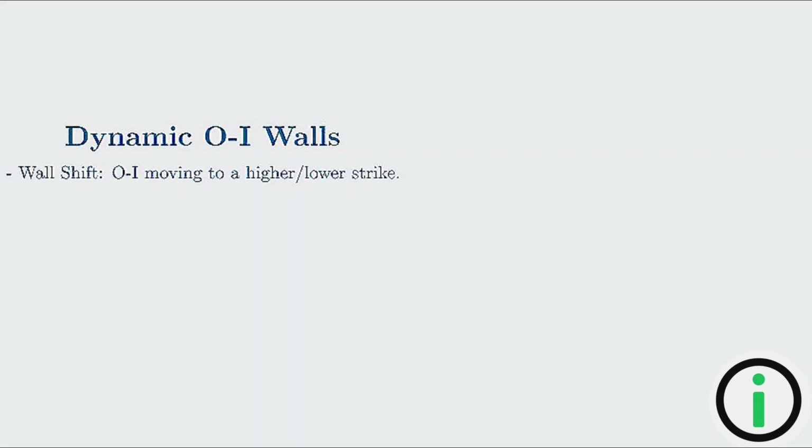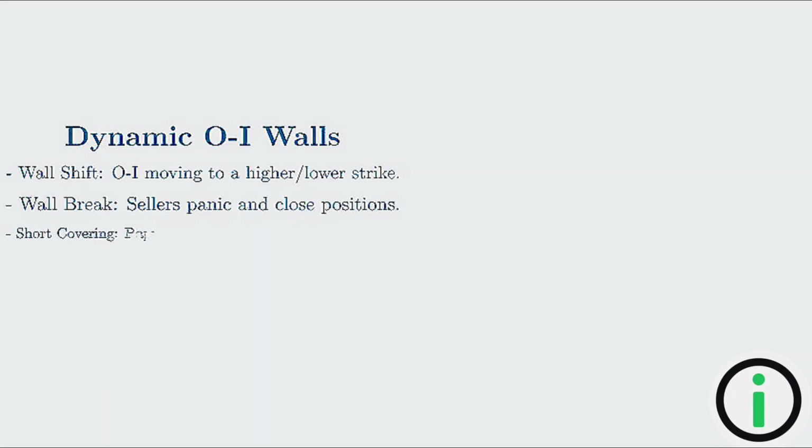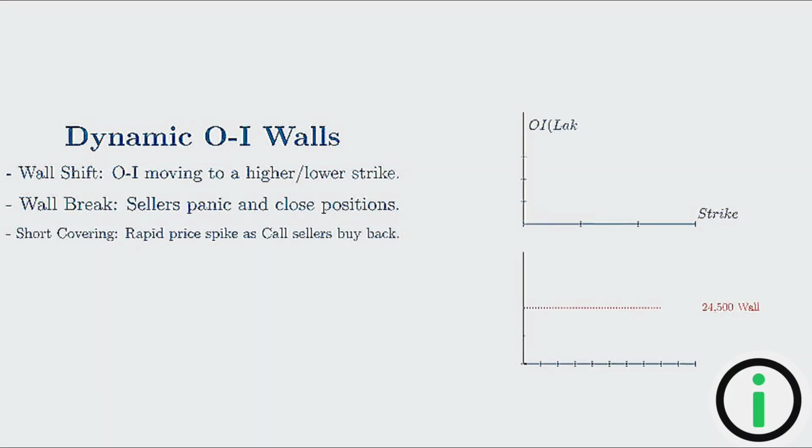It is also important to remember that OI walls are not permanent. They are dynamic. In a fast-moving market, these walls can shift or even crumble. This leads us to a critical concept, the short covering rally. What happens when a wall fails?